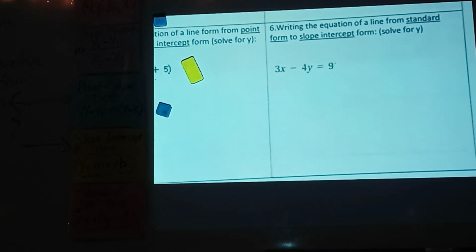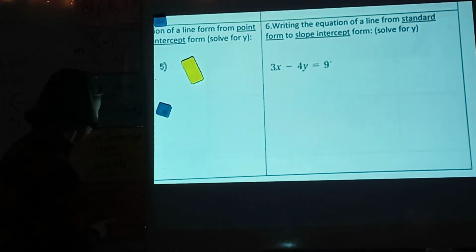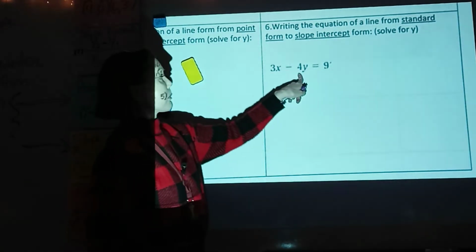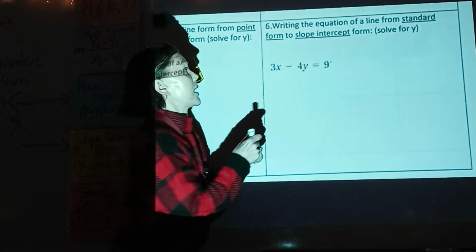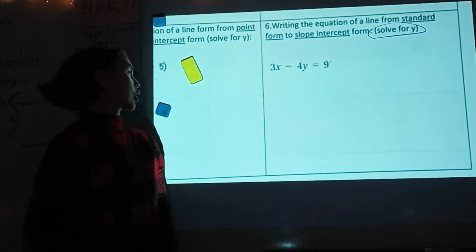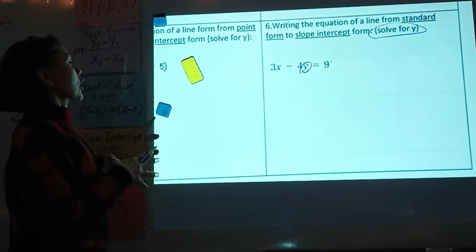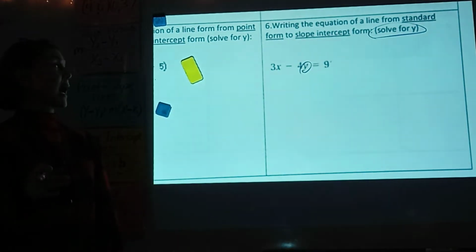Writing the equation of a line from standard form, ABC form, to slope-intercept form. Once again, just one step: solve for y. Circle the y, do it now. In order to get the y all by itself, we have to move the 3x and the -4 to the other side.